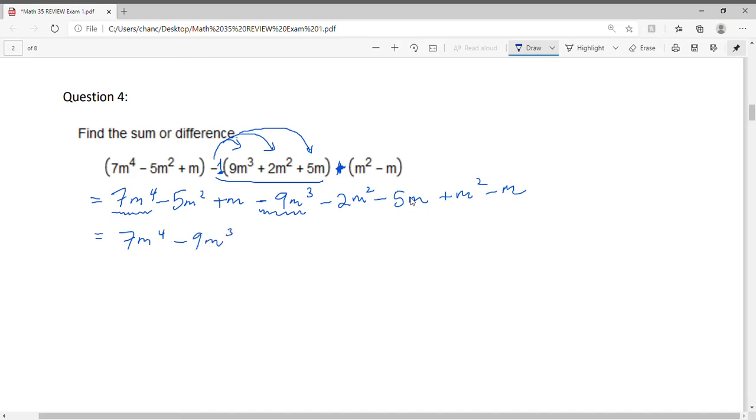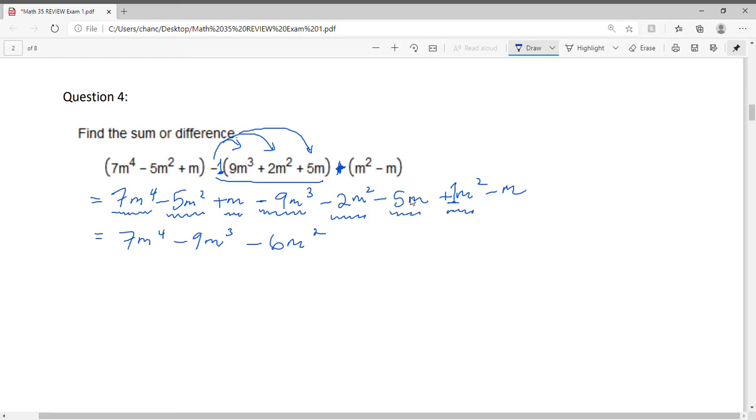And now the squared terms. We have 3 of them: negative 5m squared, negative 2m squared, and m squared. So we'll add negative 5 plus negative 2 plus 1, there's an invisible 1 here, and that's going to give us negative 6m squared.